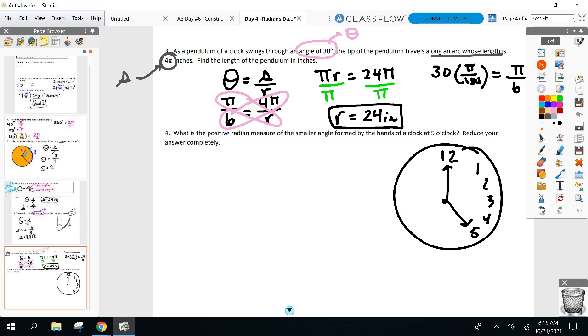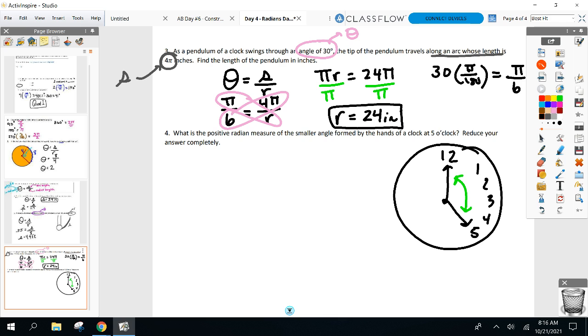What's the positive radian measure of the smaller angle the clock makes at 5 o'clock? So this angle right here. And this isn't theta equals S over r, this is just going back to review here. So what's that angle in radians at 5 o'clock? Well, let's forget radians because we can always convert it at the end. Let's go degrees here first. How many degrees between 12 and 5 now?